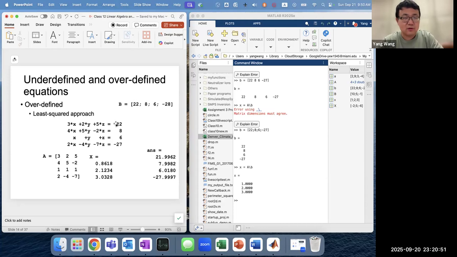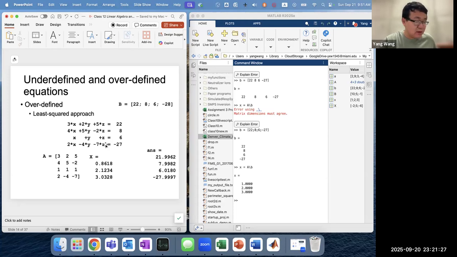So basically what this is telling us is that this value may not be 22, maybe 22.1, or this value could be 8.2, this value 5.9, this value being, let's say, minus 28. So there are uncertainties regarding our observations. That's why it's always good to have more equations than the number of unknowns, so that we can get a better estimate of the final solution.